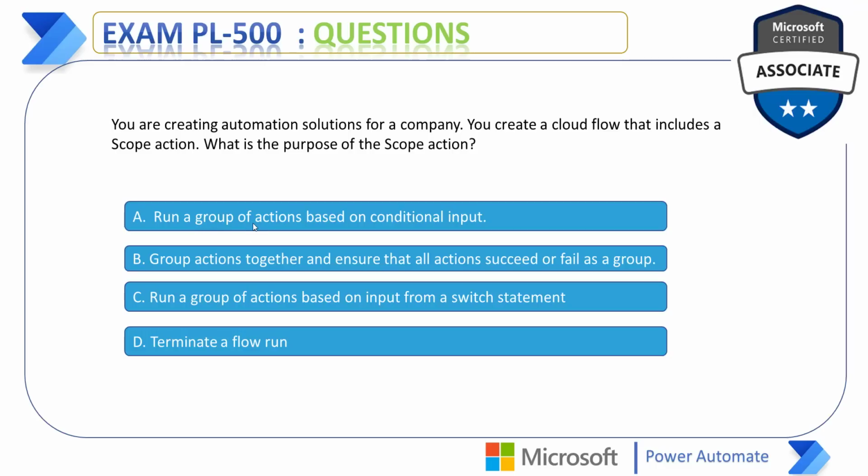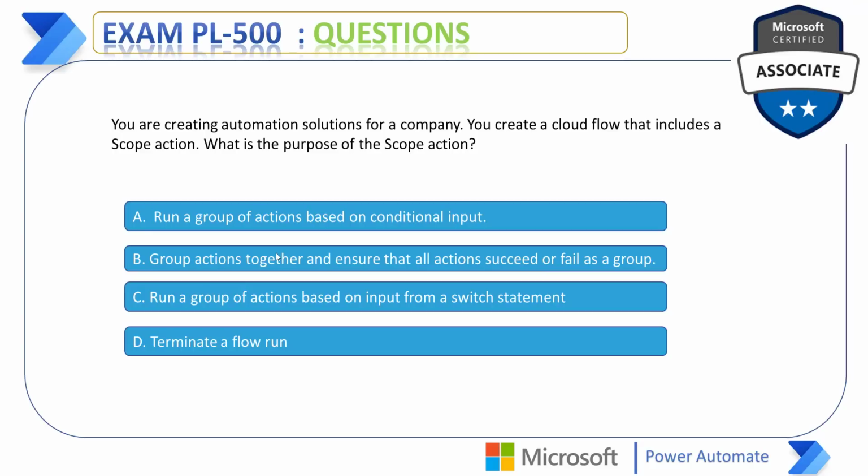Now going to option B: group actions together and ensure that all actions succeed or fail as a group. Yes, correct. I'm going to group the actions together, and then use this scope action for error handling so that all actions succeed or fail as a group. So option B is correct.